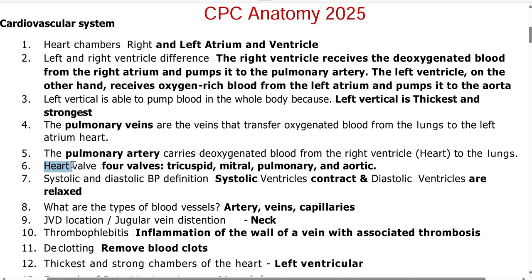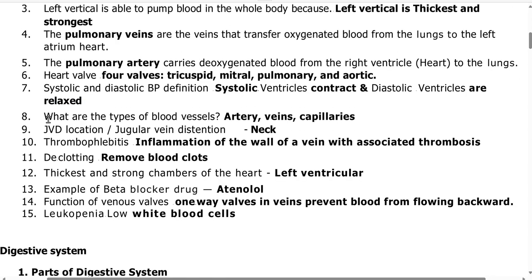6. Heart valves: 4 valves, tricuspid, mitral, pulmonary, and aortic. 7. Systolic and diastolic BP definition. Systolic, ventricles contract, and diastolic, ventricles are relaxed. 8. What are the types of blood vessels? Artery, veins, capillaries. 9. JVD location: jugular vein distension, neck.